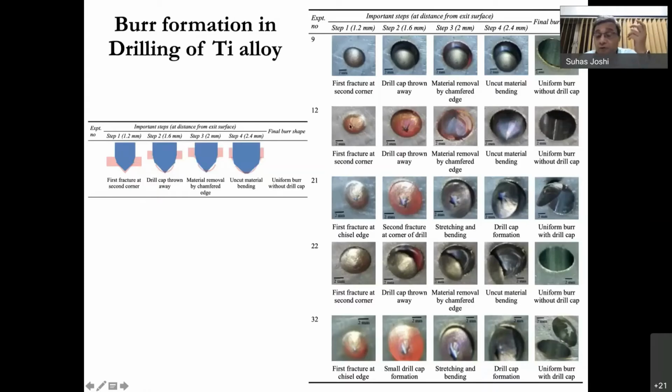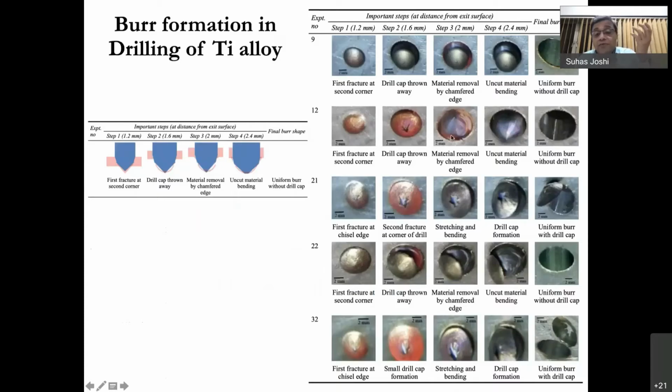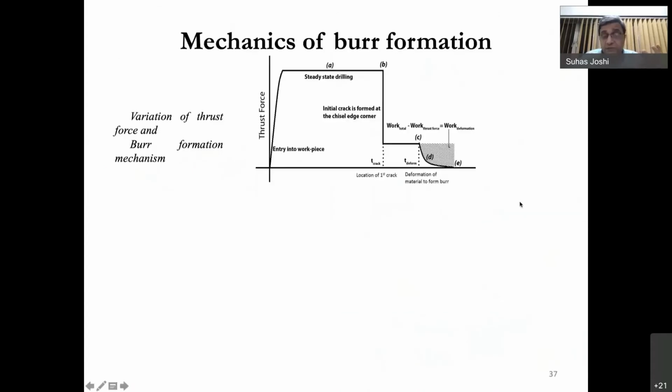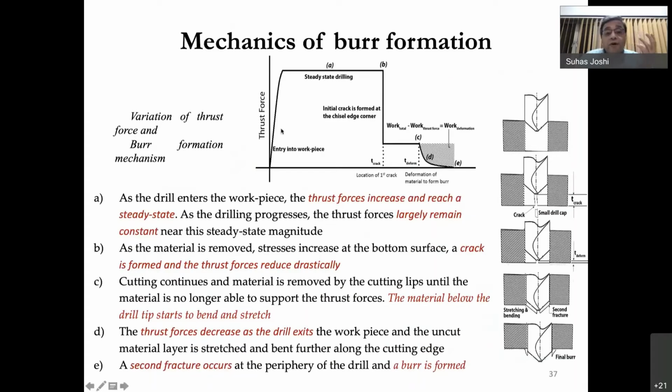The other issue we found is that because of this, the temperature of the cap has increased. Maybe at a higher 1000 RPM it was becoming reddish, but here even at the lower RPM it had become reddish, and red hot caps could be withdrawn. In some cases we found that the drill edges formed had absolutely no burr. So once we captured and understood this phenomenon, we tried to model what is happening in the process of drilling.